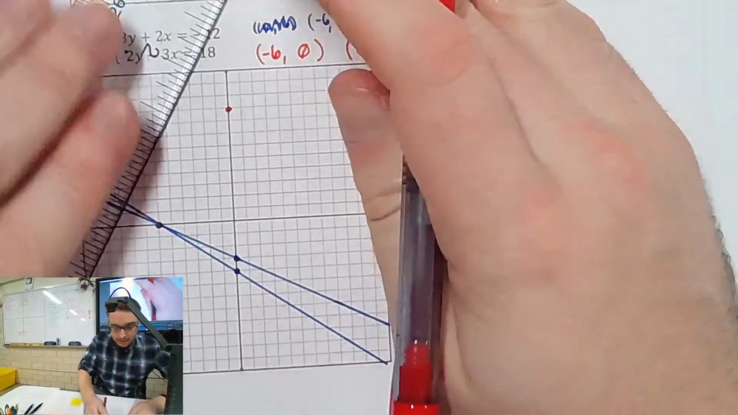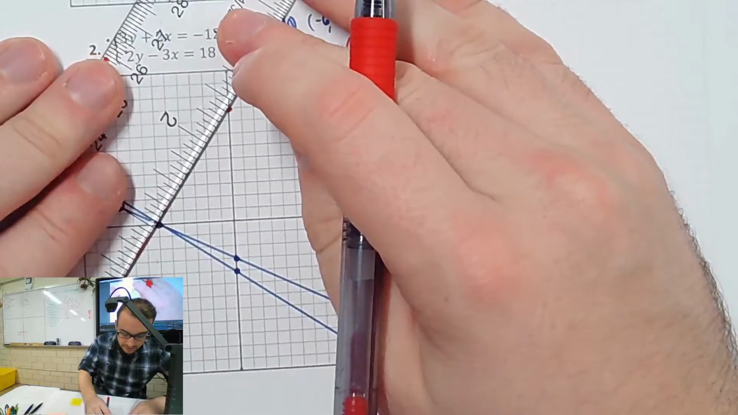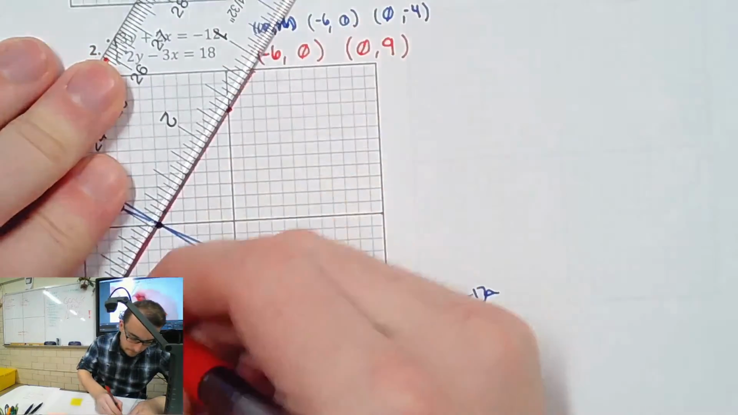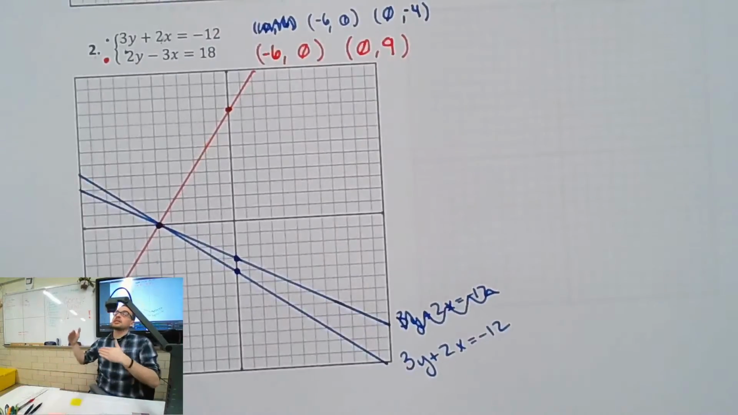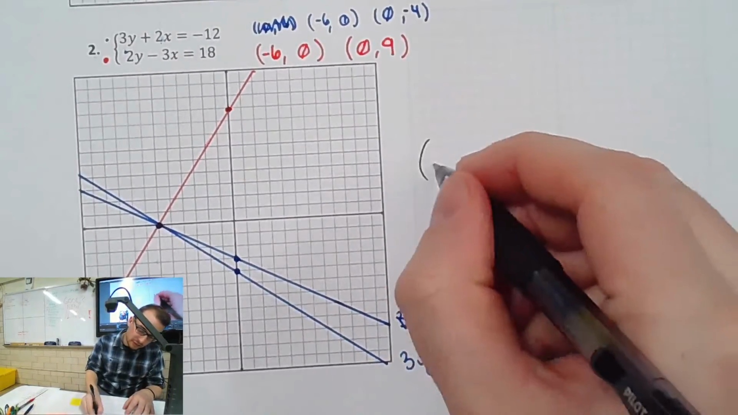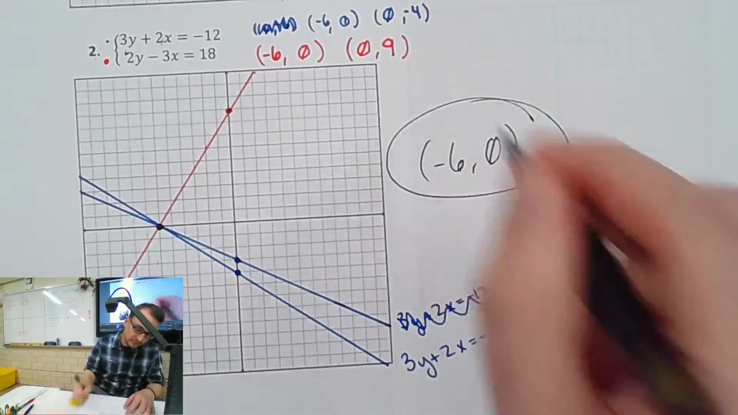So where do they intersect? At negative 6, 0, right? Well, I mean, they could be the exact same line, right? If we had gotten the exact same x and y intercepts, then it would have been infinite solutions, right? But they're not going to be the same. So they intersect at negative 6, 0. That's true. So the intersection point is negative 6, 0.